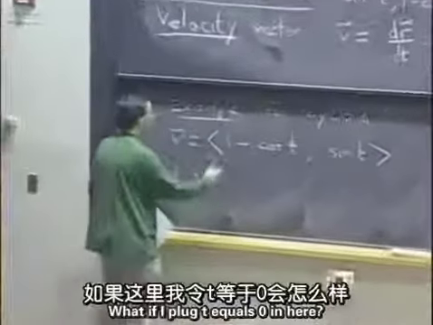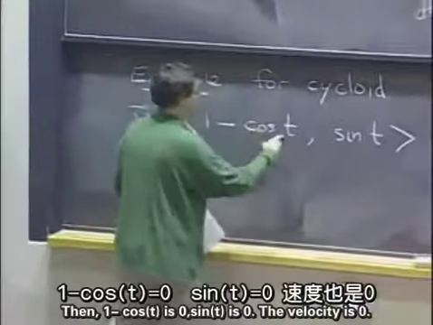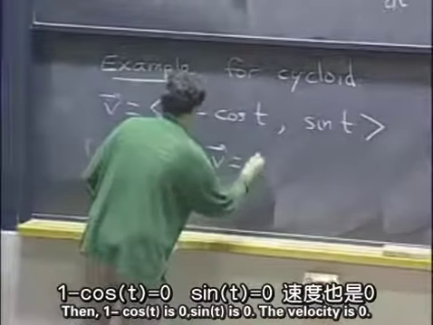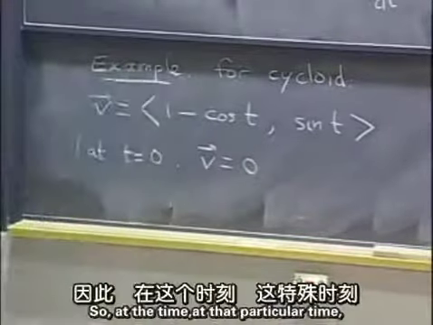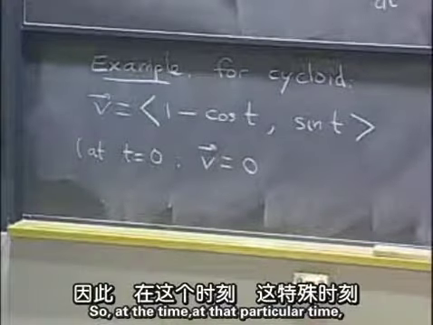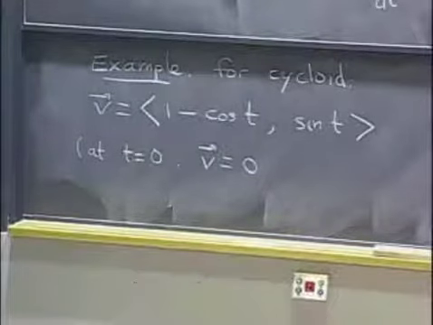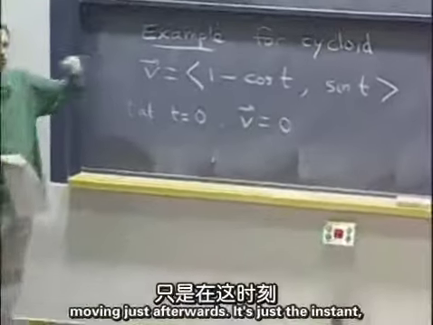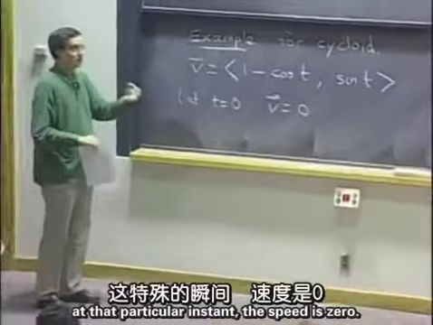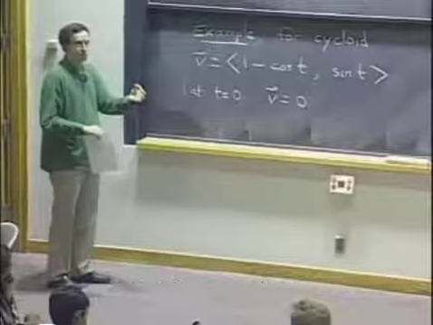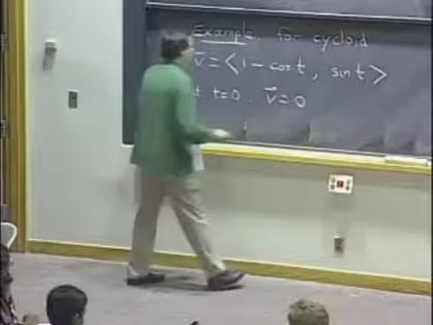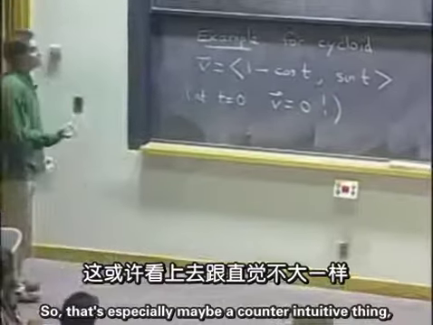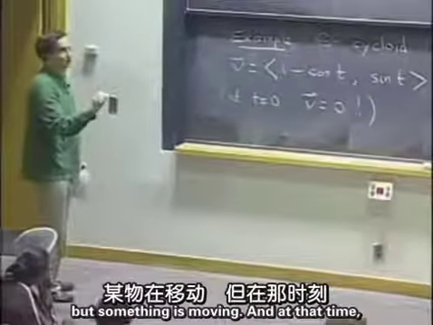Well, if I plug t equals 0 in here, then 1 minus cosine t is 0, sine t is 0, the velocity is 0. So at that particular time, our point is actually not moving. Of course, it's been moving just before and it starts moving just afterwards. It's just that at that particular instant, the speed is 0. So that's a slightly counterintuitive thing, that something is moving and at that time it's actually stopped.